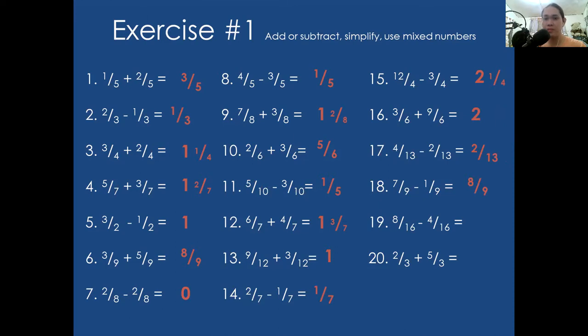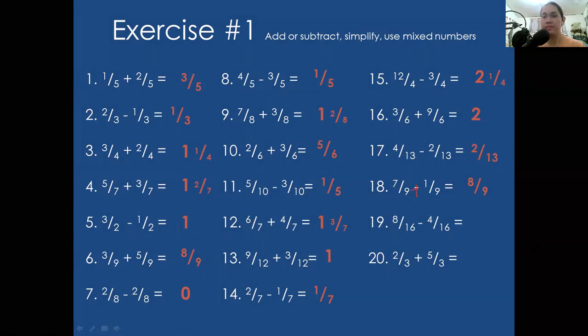Oh, that is not 8 over 9. That's supposed to be 6 over 9. I guess this must be addition. Perhaps I'll change it. This must be plus, perhaps. So that gives you 8 over 9. And for number 19, that gives us 1/4. Why 1/4? Because that gives you 8 minus 4 as 4 over 16, which can be reduced as 1/4. For number 20, you have it 7 over 3, or 2 and 1/3 as its mixed form.